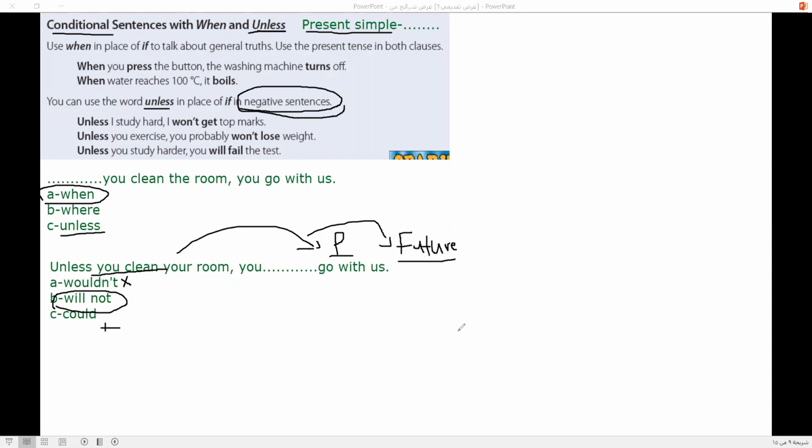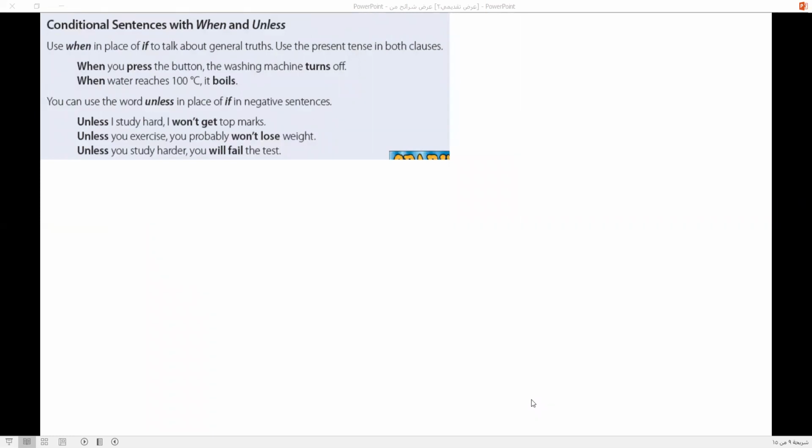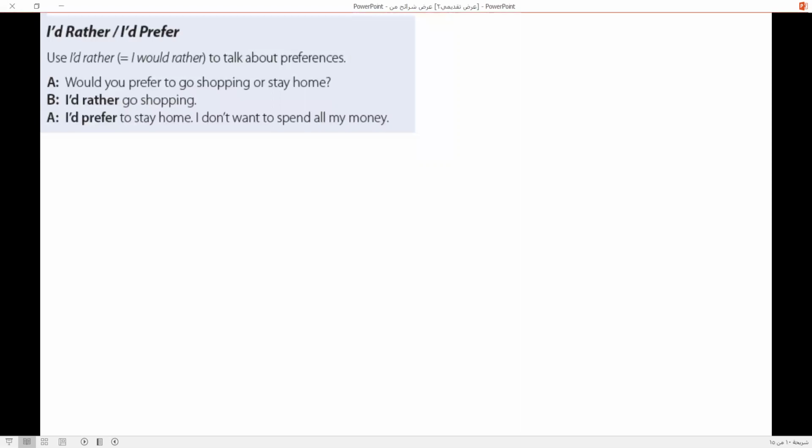Okay, if you would like, please take a screenshot. I'm going to erase this. Here, in I would rather and I would prefer, I just need you to know the contraction. I would rather is shortened to I'd rather, and I would prefer is shortened to I'd prefer. This is the only thing that you should know about this.